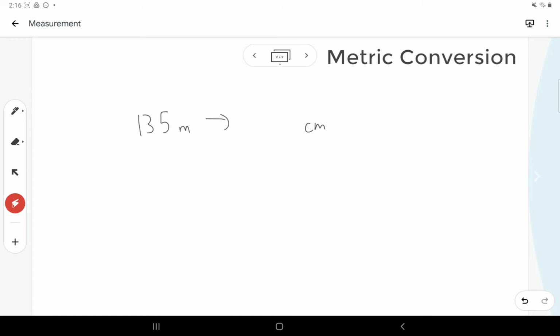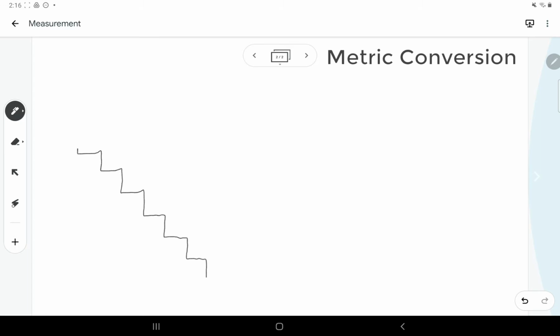Okay? So before we do that question, let's take a look at how we actually do metric conversion. I'll show you my favorite way of doing it. First, I'm going to draw out a staircase. You don't have to draw out a staircase every time. There's plenty of references online, but this is definitely the one that I use or something similar to it. We're going to write 7 steps here. So there's 1, 2, 3, 4, 5, 6, 7.